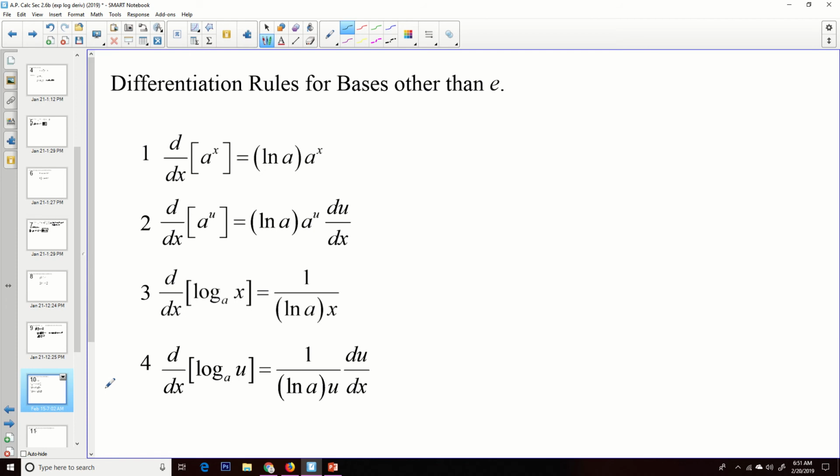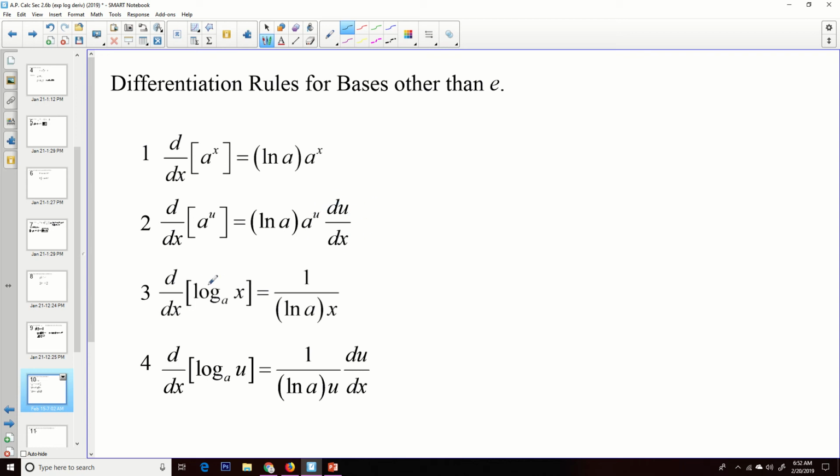Some differentiation rules for functions other than base e, and these can be found in your book. I would suggest that you commit them to memory. The derivative of a to the x is the ln of a times a to the x. And an instance of the chain rule where you have an expression in the exponent, the derivative of a to the u is the ln of a times a to the u times the derivative of whatever that expression is.